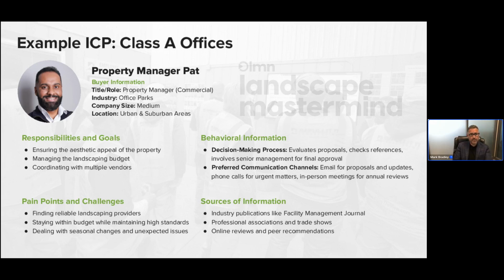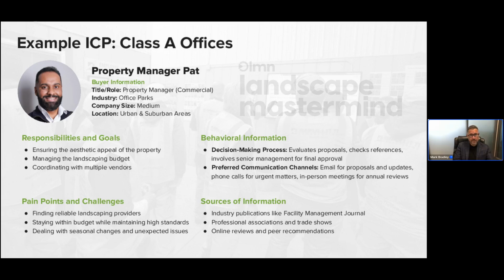Once you've got those key personas and you've got a summary, you've got something that you can really work on training your staff with. So, this example here is a Class A office property manager. And what we're saying is, hey, if we're going to go sell property managers landscape maintenance, we want to understand what they're responsible for, what their pain points are, generally what their behavior is going to look like in most cases when we're talking to these people, and then of course where we find them or where they get information. So once I've assembled all of this, it becomes easy to train staff.